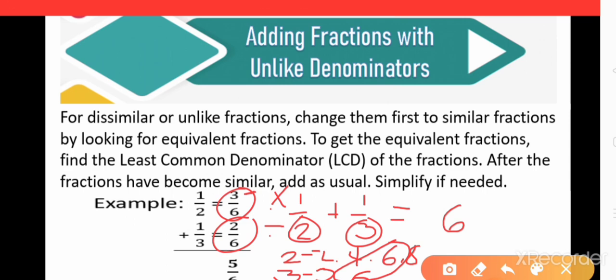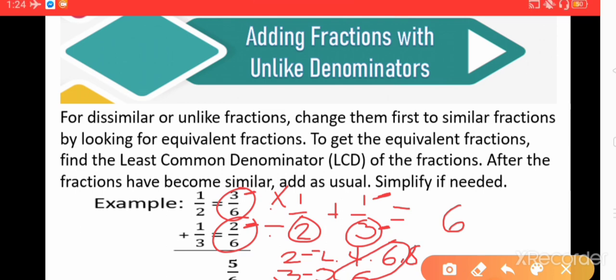So, bakit siya naging 2/6? Ganito. 6, divide mo siya sa denominator na 3. So, 6 divided by 3 will give you 2. Times mo siya sa numerator, which is 1. So, 2 times 1 will give you 2, kaya siya naging 2 dito. Then, 6 yung nasa baba kasi LCD is equal to 6.